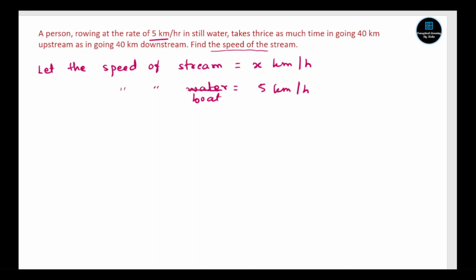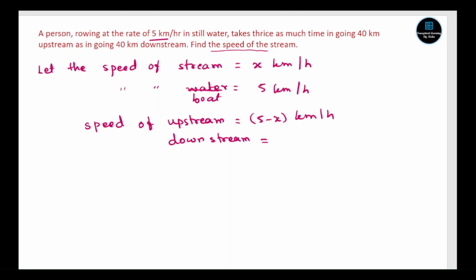So when the boat is going inside the water, the stream and the boat have opposite directions. So the speed of upstream equals 5 minus x. This is the net speed, kilometers per hour. And for the downstream they should be added because they are both going in the same direction. They are coming out. So 5 plus x kilometers per hour. Remember this. This is very important, where students make mistakes.